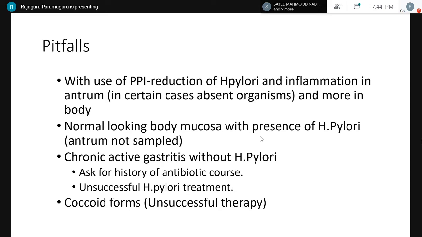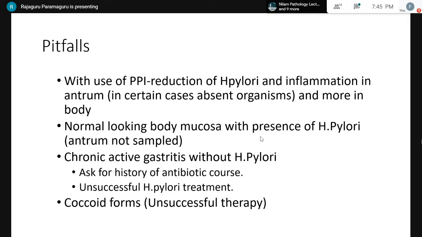And most of us have the feeling that, okay, this biopsy is non-inflamed. It doesn't show inflammation at all. So possibly there will be no H. pylori. So we'll not be interested to go to a 40X and screen for an H. pylori, because the mucosa looks absolutely fine and there's not going to be any organism at all. But I think H. pylori can be present without causing inflammation in the body. So we'll have to look for it if the body mucosa is the only sample in the tissue.